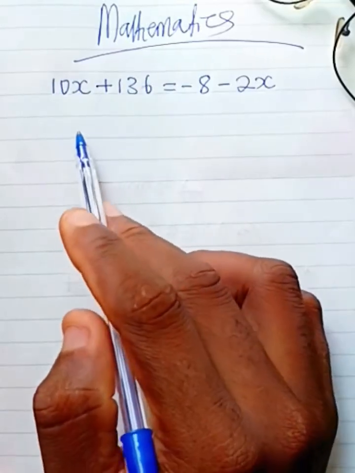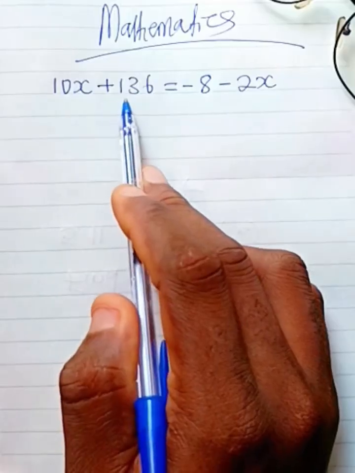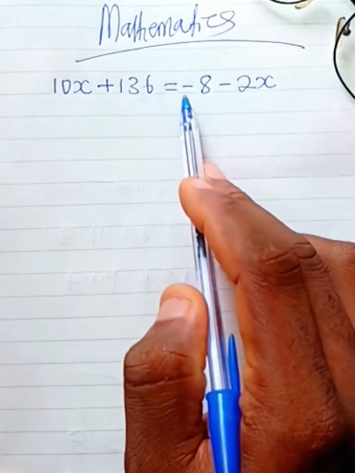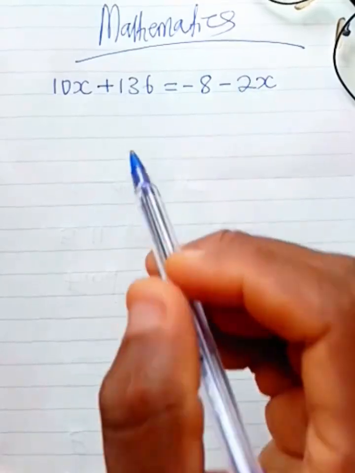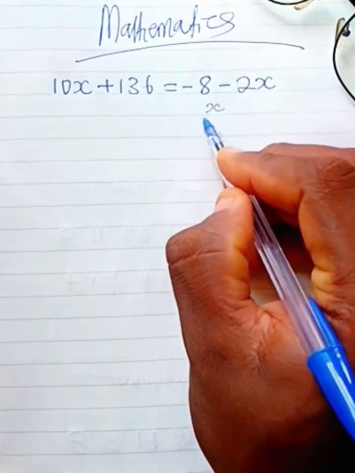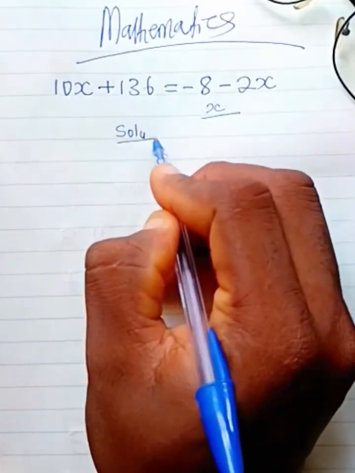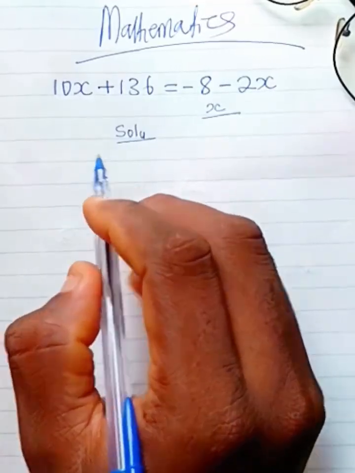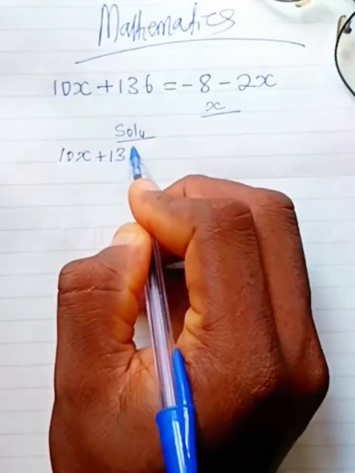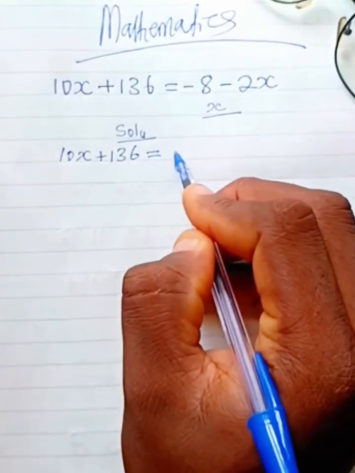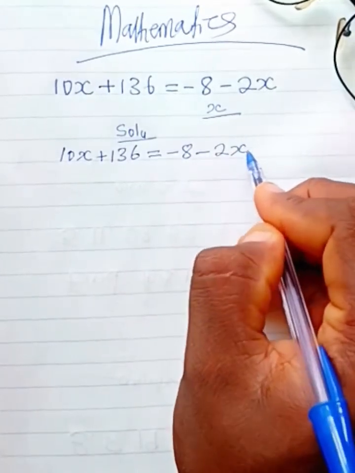All right, let's solve this question. 10x plus 136 equals minus 8 minus 2x. We have to find the value of x. Solution. You rewrite the question. 10x plus 136 equals minus 8 minus 2x.